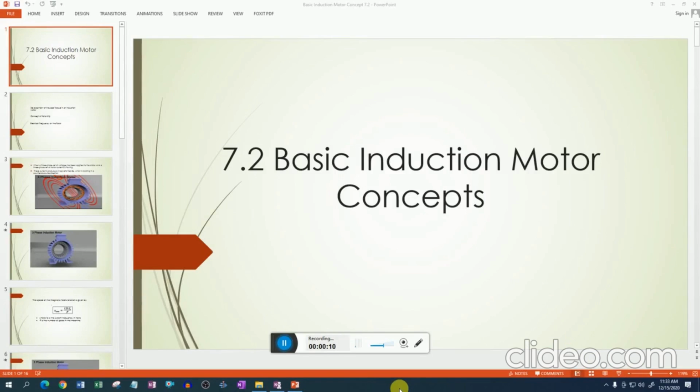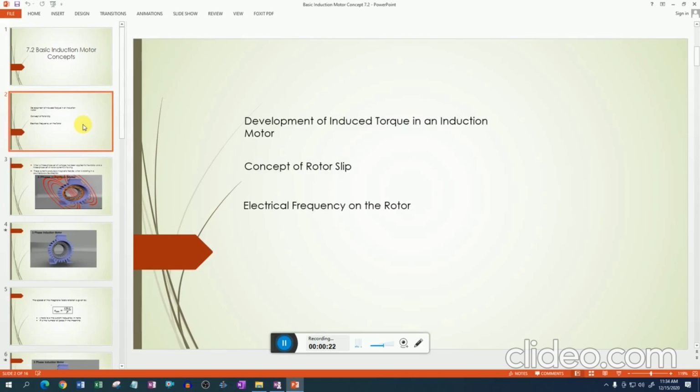Bismillahirrahmanirrahim. Today we are going to learn basic induction motor concepts. In this video we will study the development of induced torque in an induction motor, the concept of rotor slip, and the electrical frequency on the rotor.